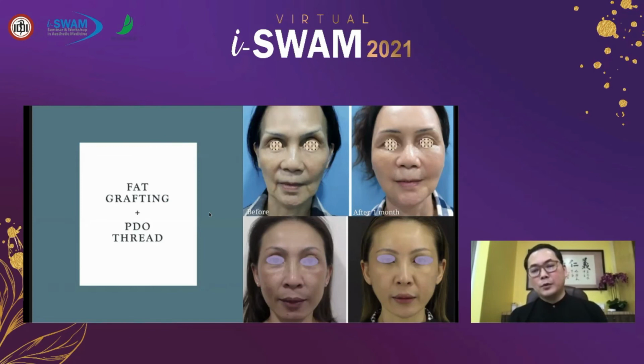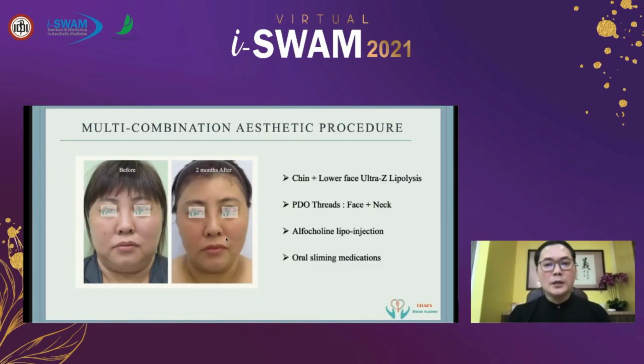Fat grafting is the most commonly used. When you put in the fat, you need some thread to support it so that the fat will actually stay in that area. So PDO thread with fat grafting.